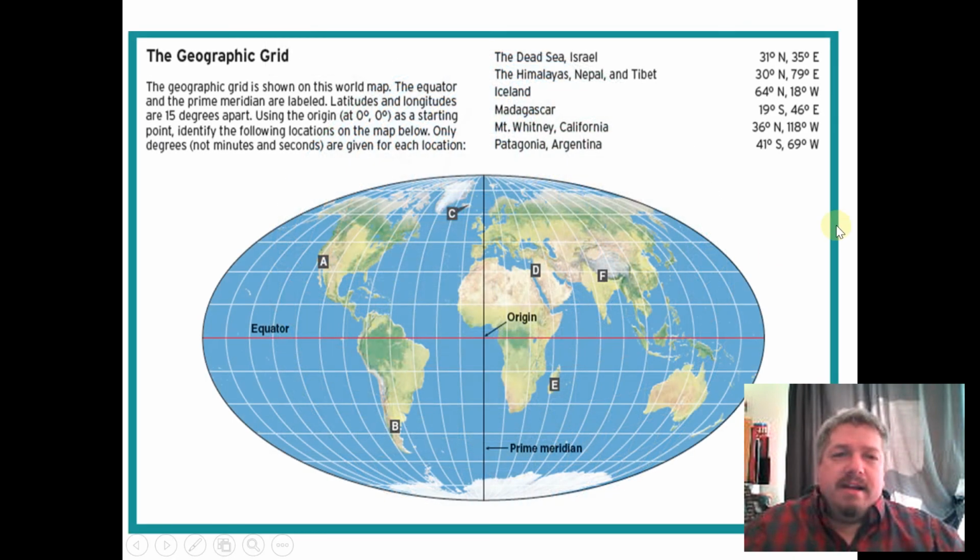So I'm not going to make you do this. This is an exercise if you want to do it on your own. You can come back to this image. Using the knowledge I gave you, you should be able to determine what these points are. So let's just take, for instance, the first one, the Dead Sea in Israel. It's at 31 degrees north and 35 degrees east.